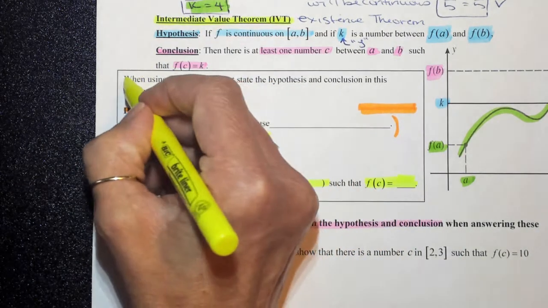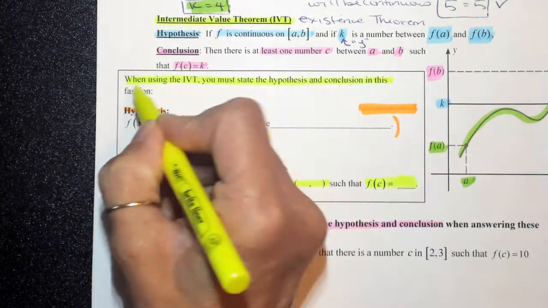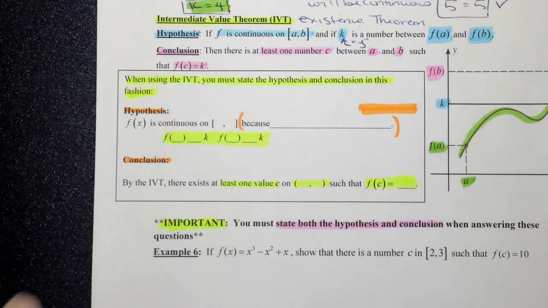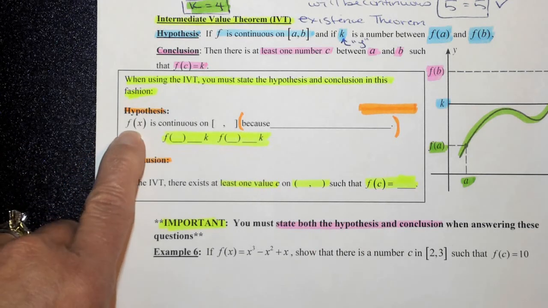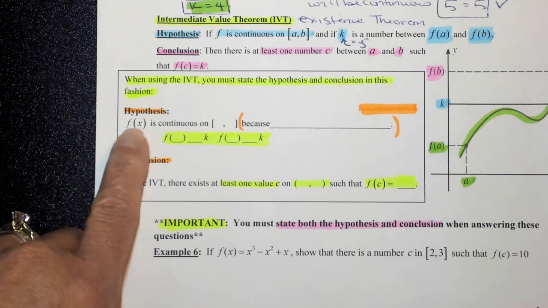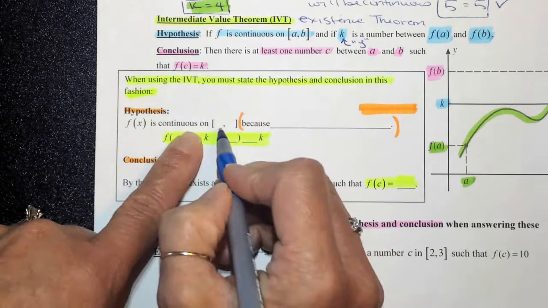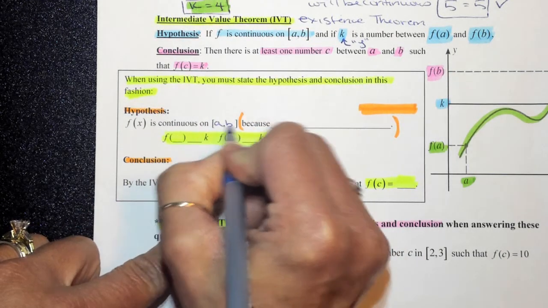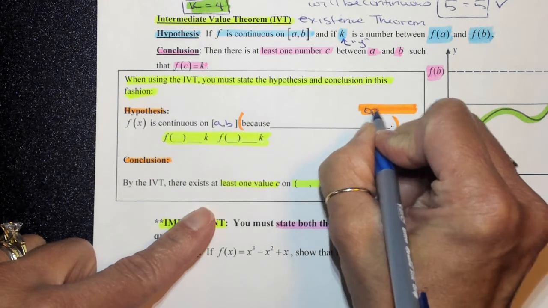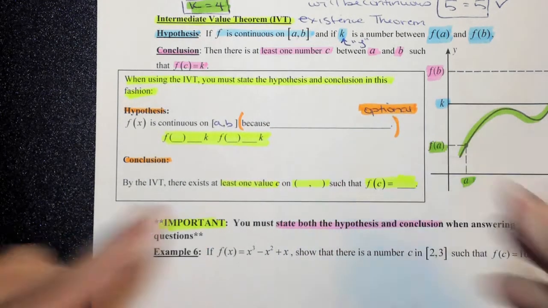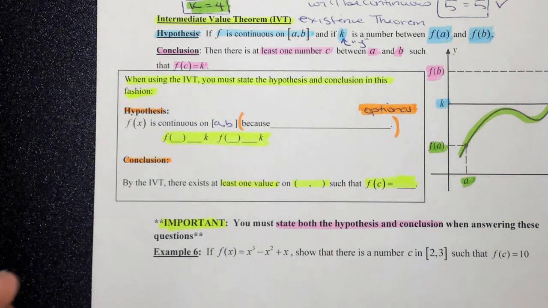You must state the hypothesis and conclusion in this fashion, meaning you would state hypothesis: f of x, or whatever the function is labeled, is continuous on the closed interval from a to b. These will be numbers. And you can state because, meaning it's a polynomial, but it's not necessary, because sometimes the problem will state f of x is continuous. So you don't even need to state because the problem told me so.